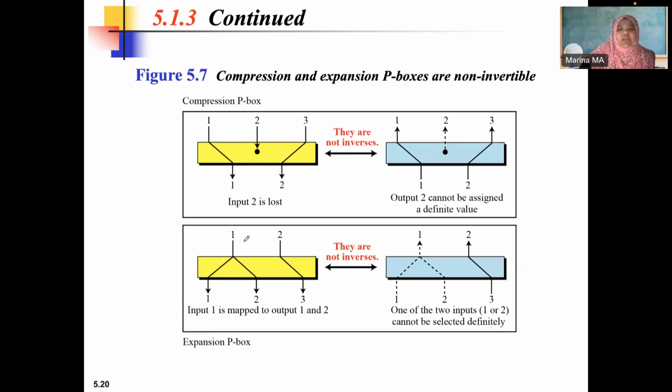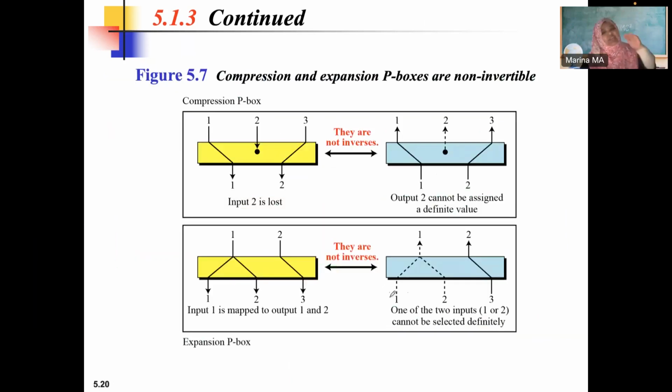Same thing with expansion. 1 is mapped to 2 outputs. So when you try to invert, you don't know whether this one comes from 1 or 2, because this might be letter D, this might be some other letter. So you cannot select it definitely. So those are compression and expansion. When I ask, is a P box invertible? You must answer me back with a question: which P box? Because there are 3 P boxes. Only the straight P box is invertible. Compression and expansion are not invertible.